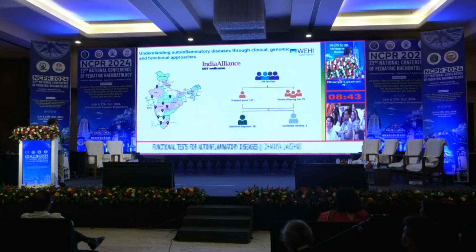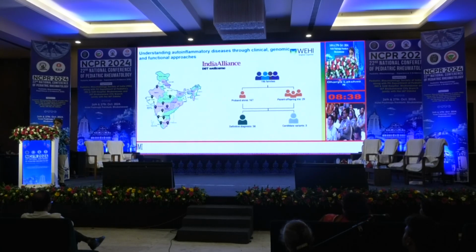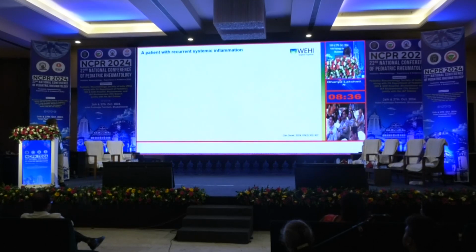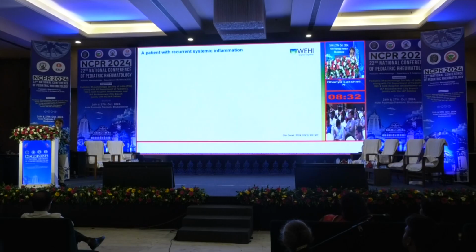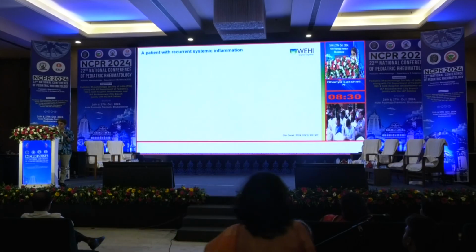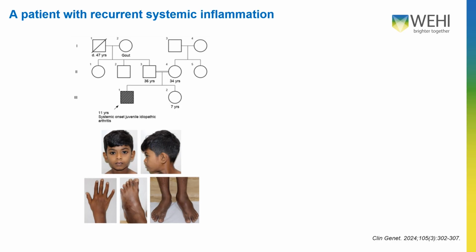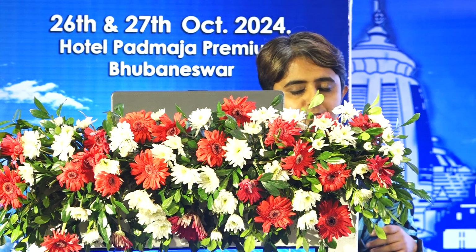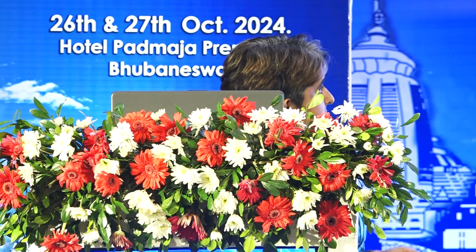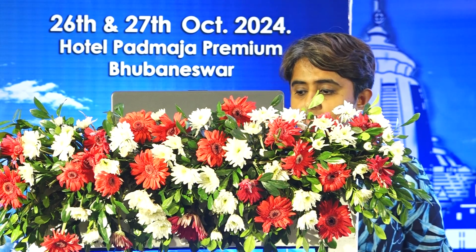I'm currently working on one family from this particular cohort. I'll discuss our approach in 2 families. This was the first patient, with recurrent systemic inflammation. This patient was referred to us by Dr. Suma. He had recurrent arthritis, abdominal pain and rash since 5 years of age, and he was seen at 11 years of age, and he was born to consanguineous parents.